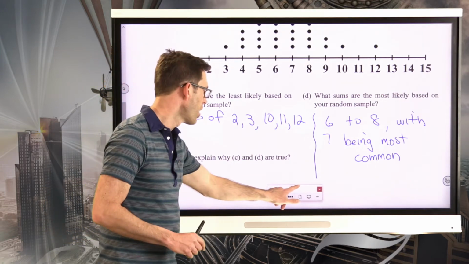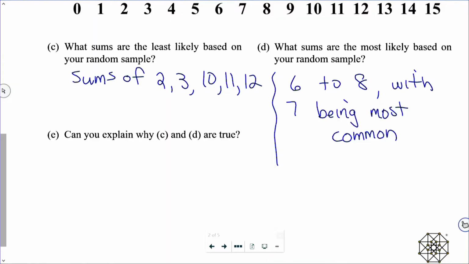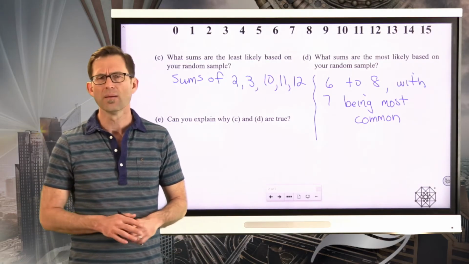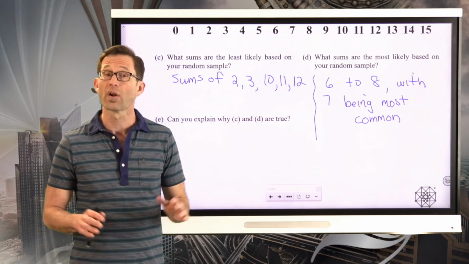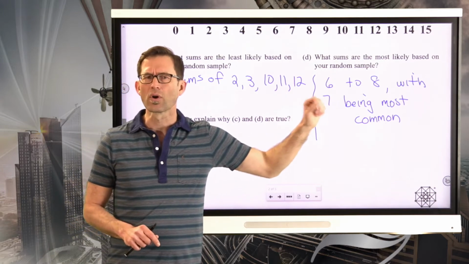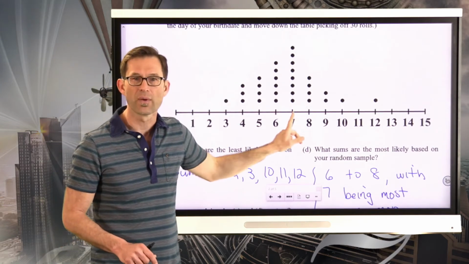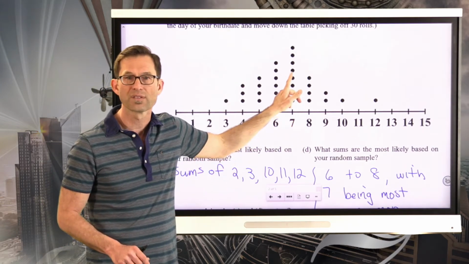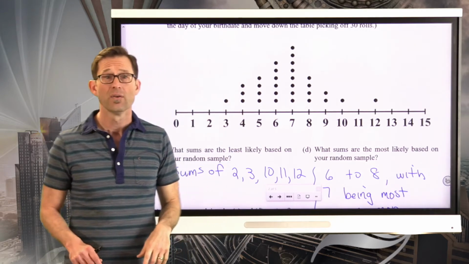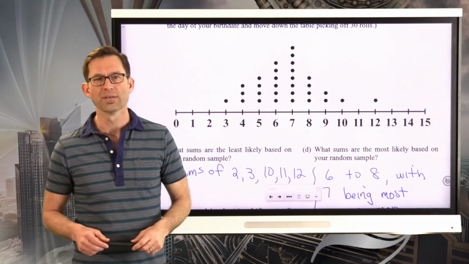Now, let's talk about a really important piece, letter E. Can you explain why C and D are true? All right, so let's come back and talk about this. In other words, why is it that sums of like 2, 3, 10, 11, 12 were fairly uncommon? Not impossible, right? But uncommon. Whereas sums of 6 to 8 were fairly common, right? There were lots of those, and there were a ton of 7s, right? We hit the 7, 1, 2, 3, 4, 5, 6, 7, 8. 8 7s. We hit a sum of 7 8 times. So pause the video now and think about why that is.